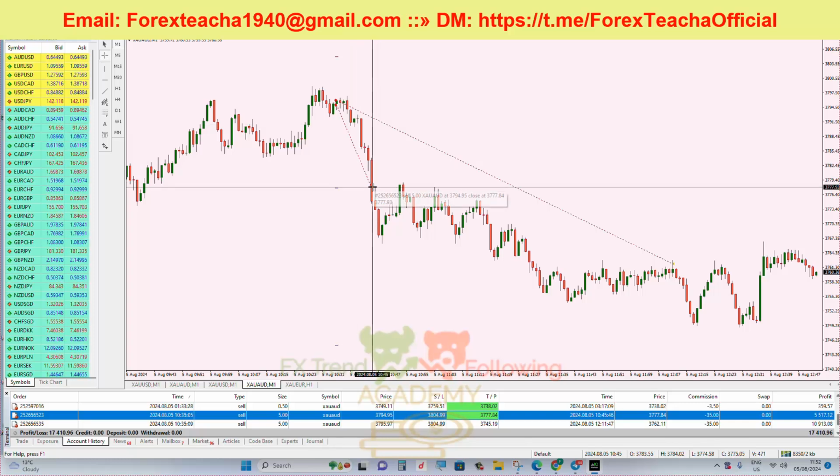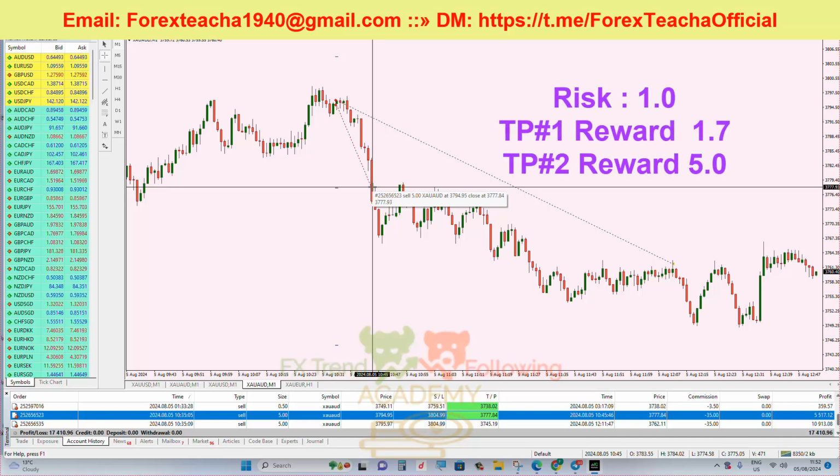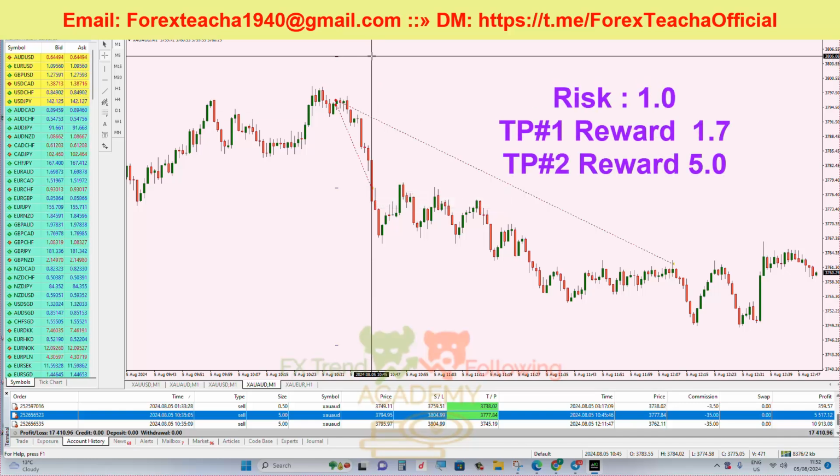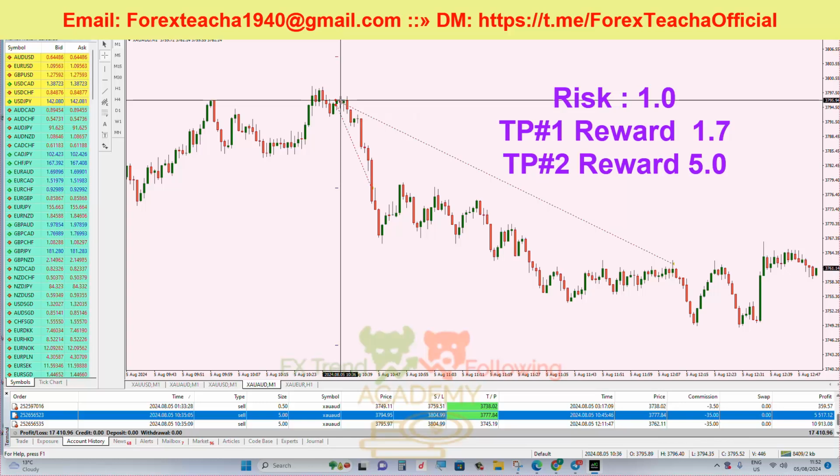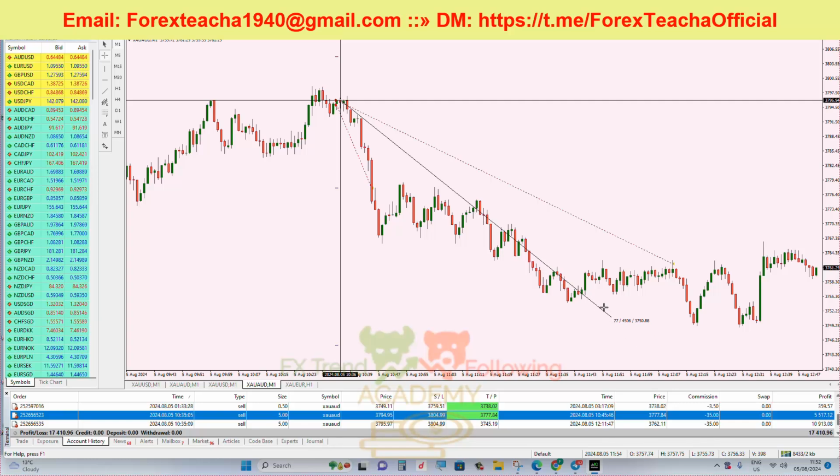For the first take profit, it was 1:1.7, which means if I were to win the first trade and then the second trade loses, it means I've gained 0.7. And then the second take profit, I was targeting 500 pips down here, but when I was recording the video, I actually saw it reach 460, but I closed it right here.